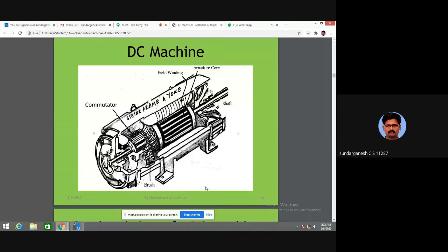Another part is known as the field winding. The field winding is the stationary part, the stator. It only produces the magnetic field. So we call it the field winding.